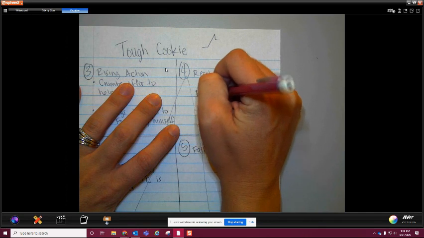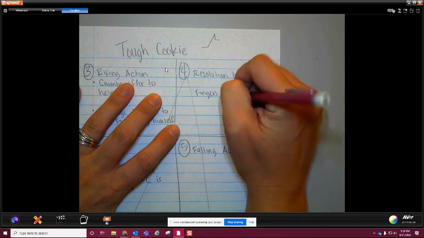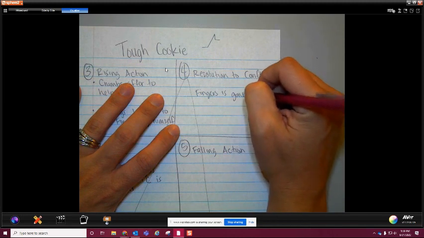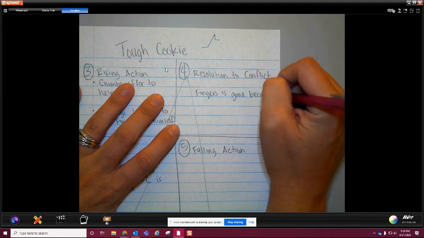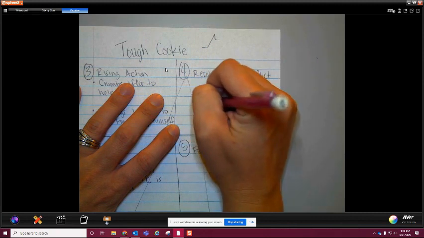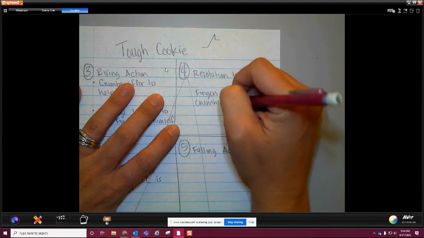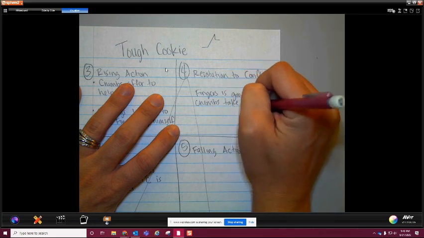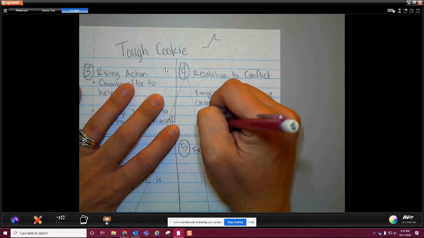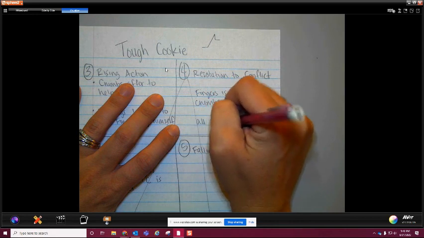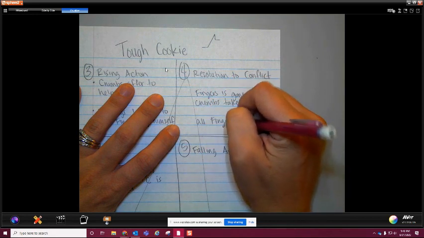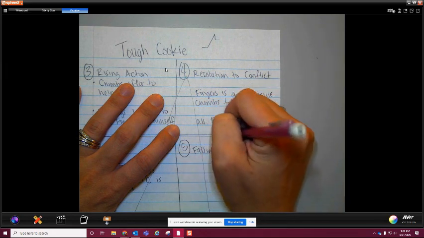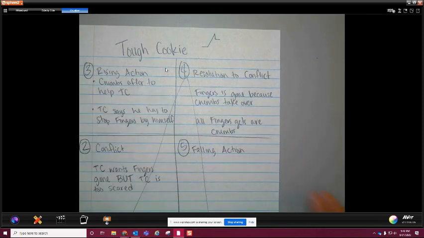Fingers is gone, and for now, but Fingers is gone because Crumbs take over. Then I could also say all Fingers gets are crumbs, even though he wants a cookie. That's all he's getting. So imagine that.